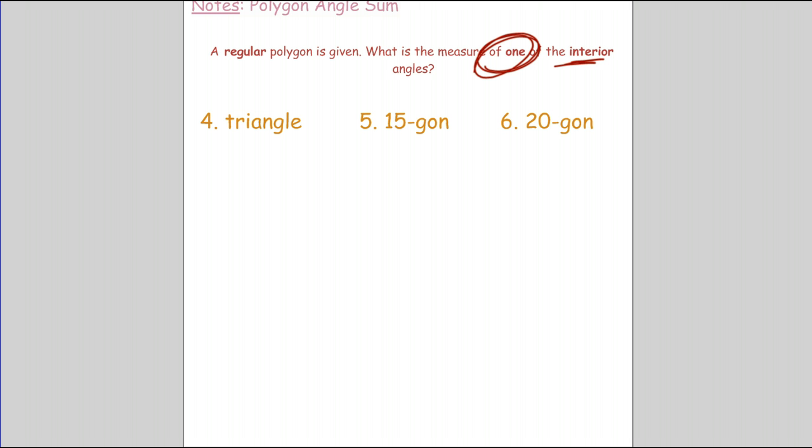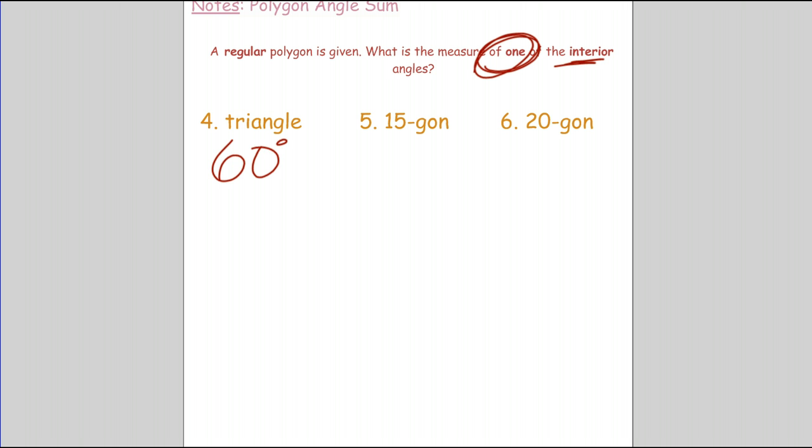We already know this one. Did I change it on yours or does it say triangle? It's already a triangle. That's boring. It's 60. Number 6 is different. Change your number 6 to a 20gon, because for an octagon you can just look at your chart. I didn't want you to be able to just look at your chart. So for this one, guys, give me a couple more minutes, okay?